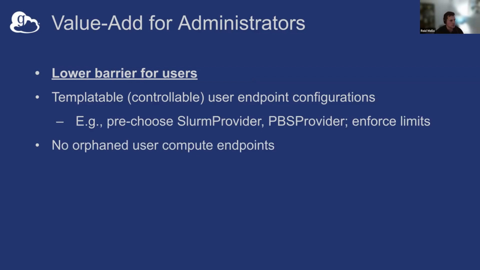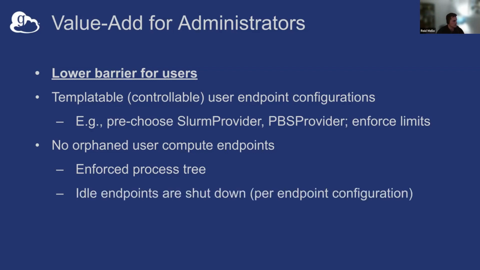There are no orphaned user compute endpoints, so there's an enforced process tree. When you shut down the multi-user endpoint, all of what we call the user-specific endpoints, all those processes are shut down with the multi-user endpoint. Idle endpoints are also shut down per endpoint configuration. So even if you don't shut down the multi-user endpoint, the endpoints launched in user space, the isolated endpoints, will all shut down based on some configurable timeout. And we use the standard Globus identity mapping in order to drop privileges. I'll go into that in a minute, but if any of you are familiar with GCS, you can actually utilize the same identity mapping files.